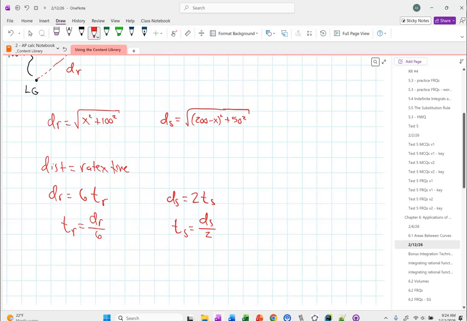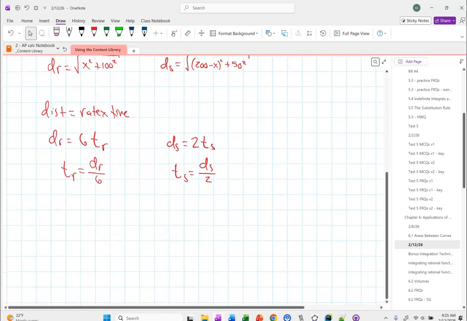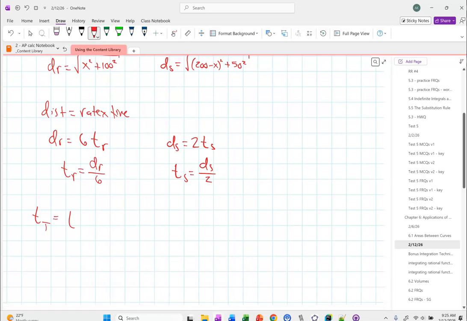Everybody, so far so good. Now, what is my total time going to be then? TR plus TR. Good. Now, I want to write TR plus TS in terms of a single variable. That single variable is going to be X, because I've been able to write my running distance and swimming distance both in terms of X, which is that point of entry into the water, basically.